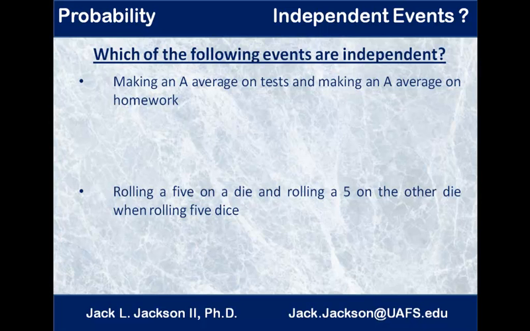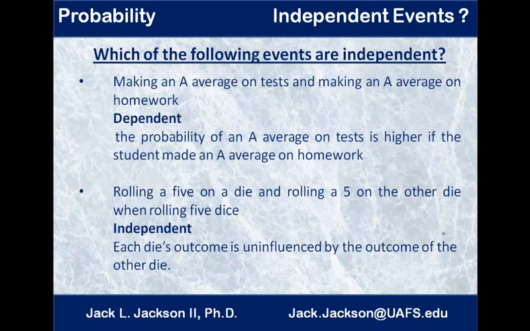Okay, well, making an A average on tests and making an A average on homework are dependent events. The probability of an A average on tests is higher if the student makes an A average on homework. Making an A average on homework doesn't guarantee an A on tests, nor does not making an A on homework prohibit you from making an A on tests, but you're much more likely to make an A on the test if you've made an A on all that homework, because you've demonstrated that you've known it, but more importantly, you've done the practice to figure out what you need to know to do better on the test. And rolling the dice is independent.